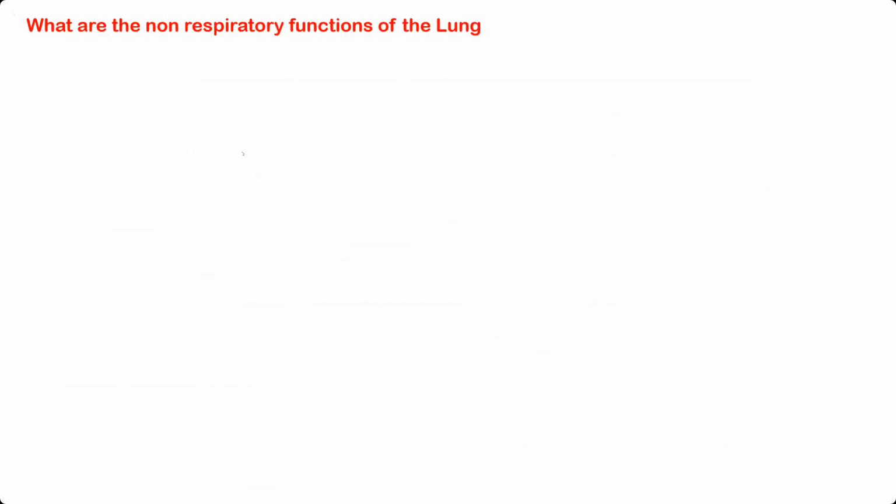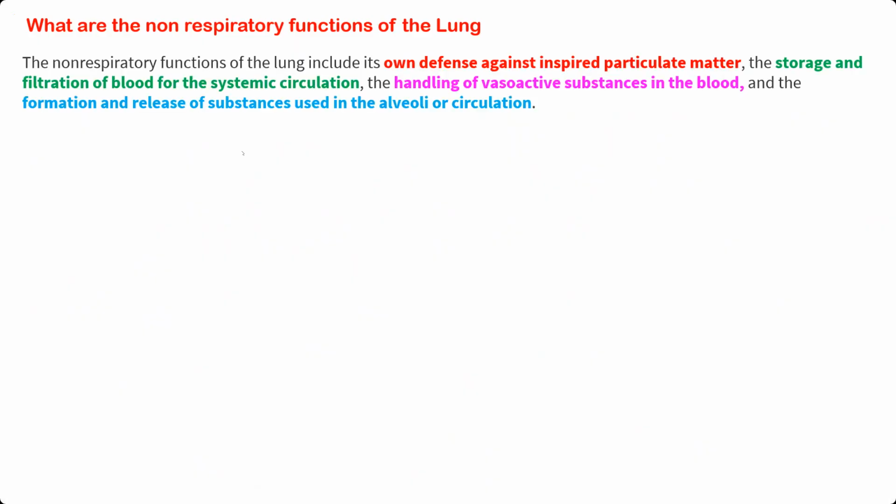Now coming to the non-respiratory functions of the lung. They have their own defense against inspired particulate matter, filtration of blood of the systemic circulation, handling of vasoactive substances in the blood, and release of substances used in the alveoli or circulation. So these are the four important non-respiratory functions. One is the defense mechanism. Second is the filtration of blood of the systemic circulation, and handling of vasoactive substances. And they also act as an important reservoir in case of emergency for filling the left ventricle.